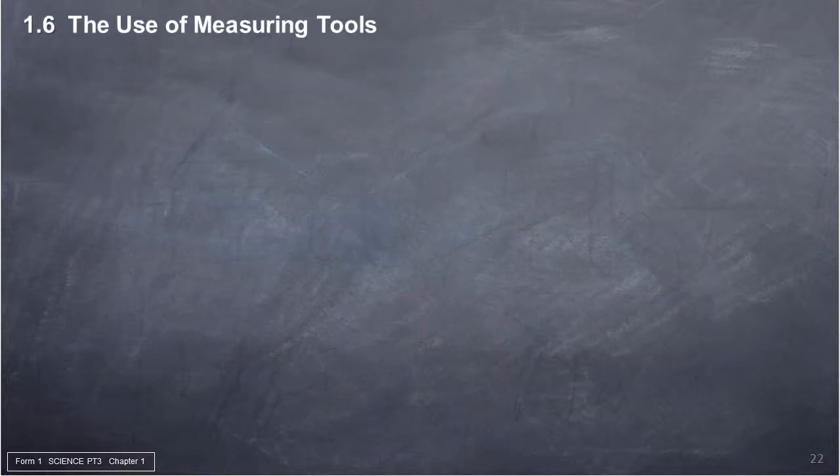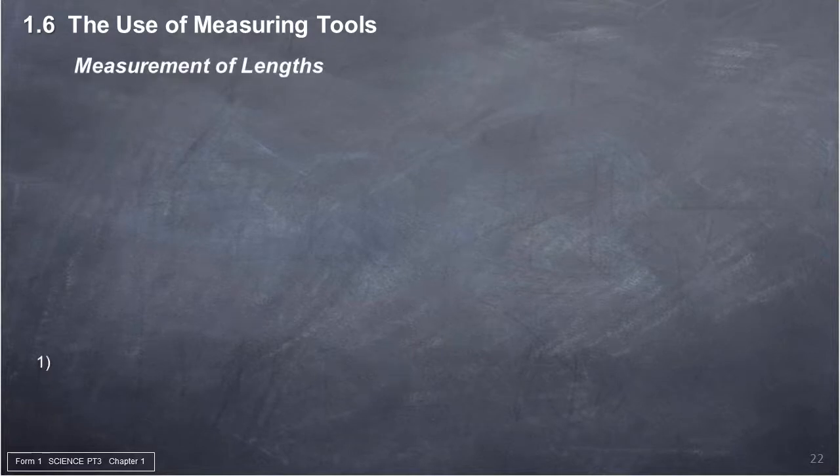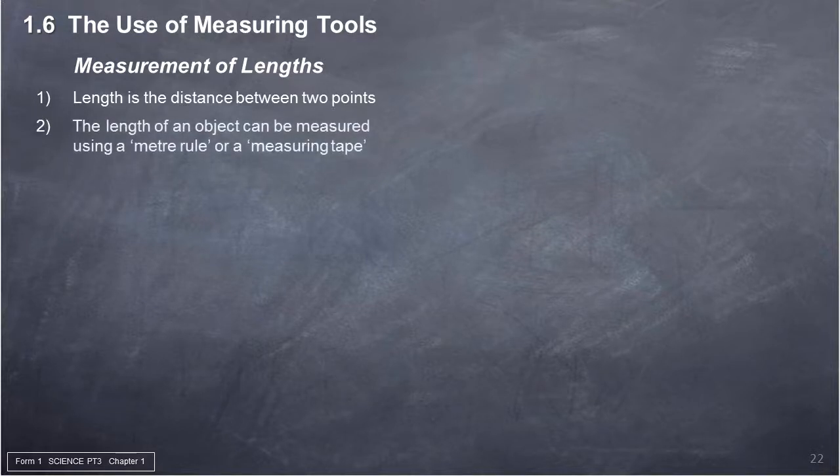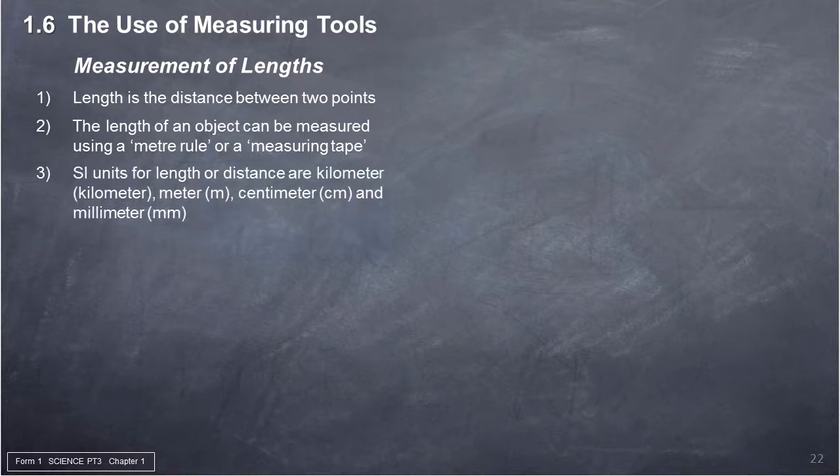1.6. The use of measuring tools. Measurement of lengths. 1. Length is the distance between 2 points. 2. The length of an object can be measured using a meter rule or measuring tape. 3. SI units for length or distance are kilometer, meter, centimeter and millimeter. 1 kilometer equals 1000 meter. 1 meter equals 100 centimeter. 1 centimeter equals 10 millimeter.